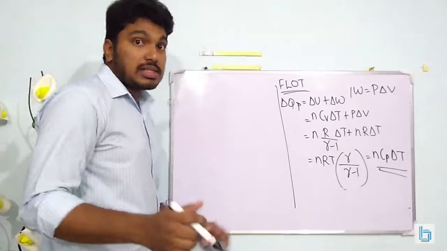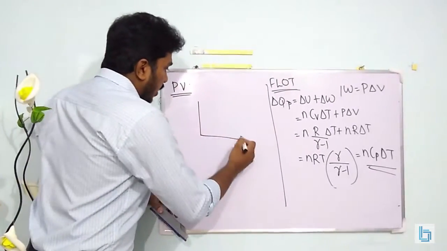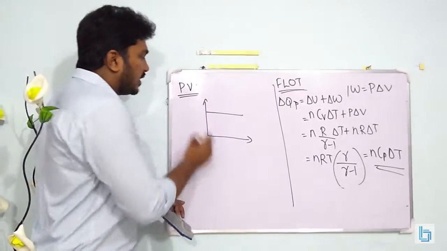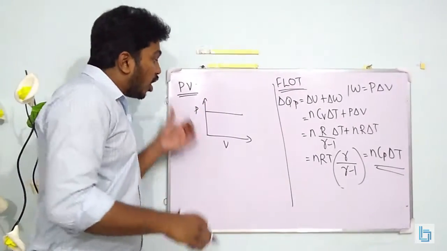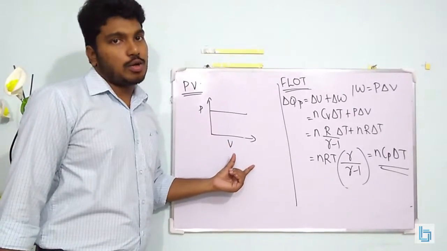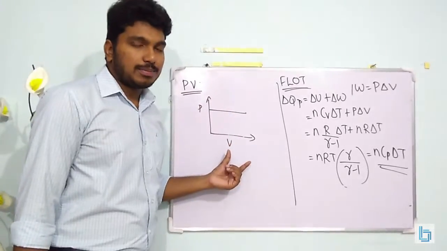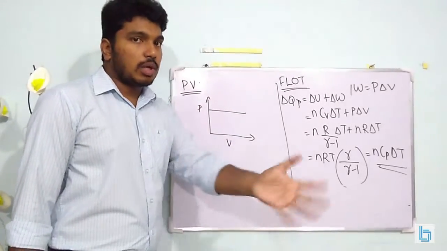Okay. Next is the PV indicator diagram of an isobaric process. For an isobaric process, the PV indicator diagram is given like this. It's a constant pressure process. The pressure is remaining a constant. Okay, so I think the points are clear for you, right? So in case you have any doubts, do comment below.